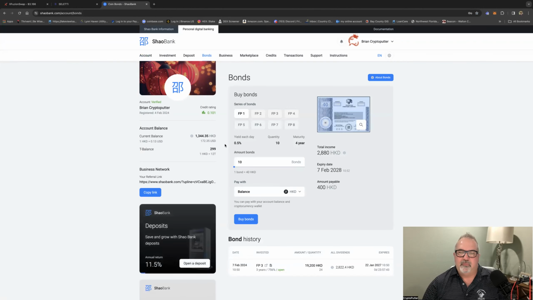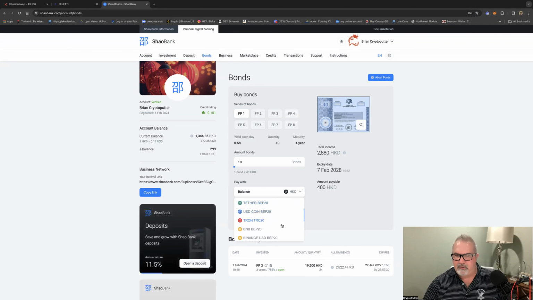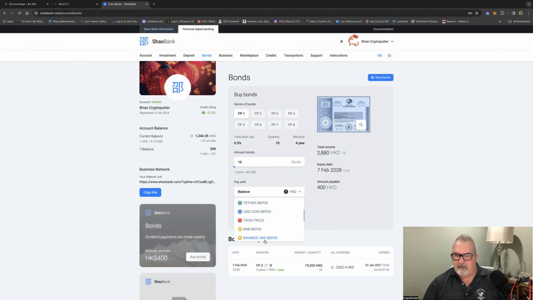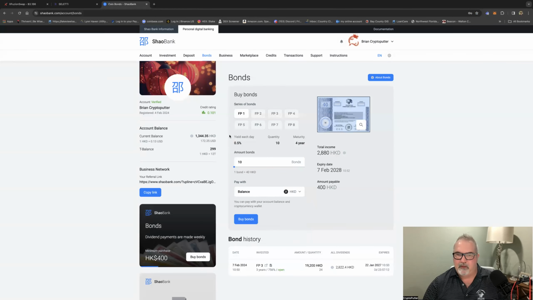So when you want to invest into this, you can pay with Bitcoin, Ethereum, ERC20, TRC20, BEP20, Tron, BNB, Binance US, USD, BEP20. There's all kinds of different avenues that you can use to get into this and buy some bonds.